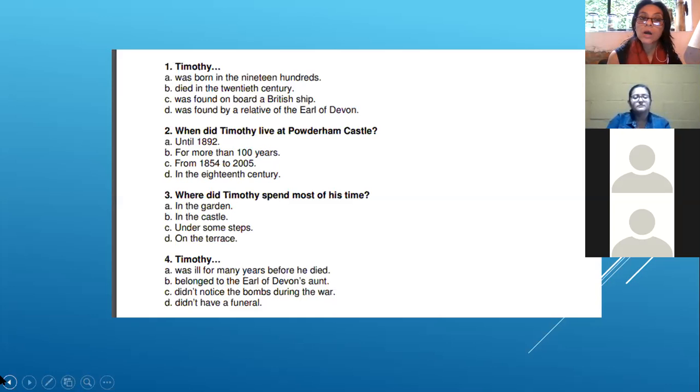Number two. What happened, number two? When did Timothy live at Powderham Castle? Letter A, until 1892. All right, you sure? Is that right, guys? I think it's in the 18th century. All right, anybody else? Letter C. 1854, 2005. Oh no, we have A, C, and D. Oh, what are we going to do? All right, any other? For me, letter A. For you, it's letter A.